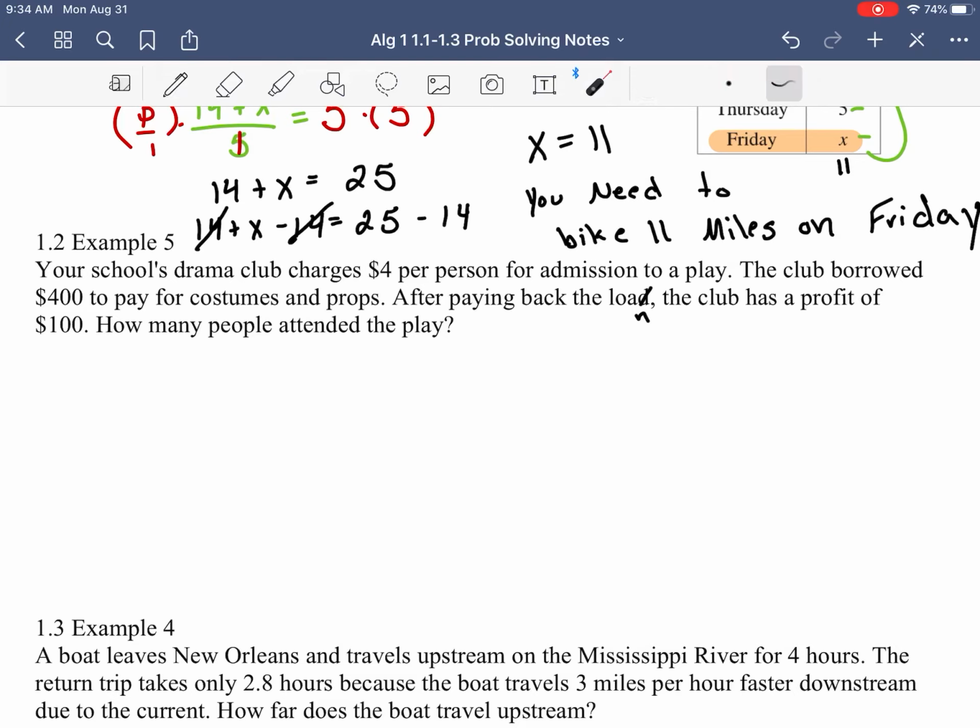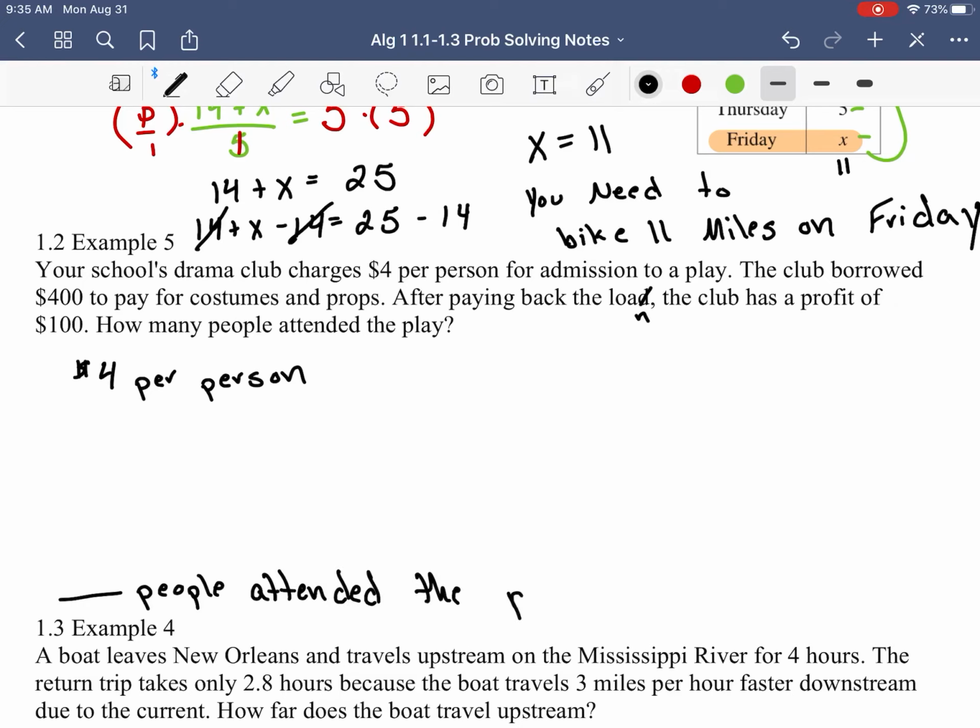Okay. So again, your school's drama club charges $4 per person. So I'm going to kind of do a verbal model. We get $4 per person. I don't know how many people, but that's what I'm trying to find out. It says how many people attended the play. So I'm going to write here, blank people attended the play. That's what we're trying to find out. So let's use that for our variable. Let's let the number of people be x.